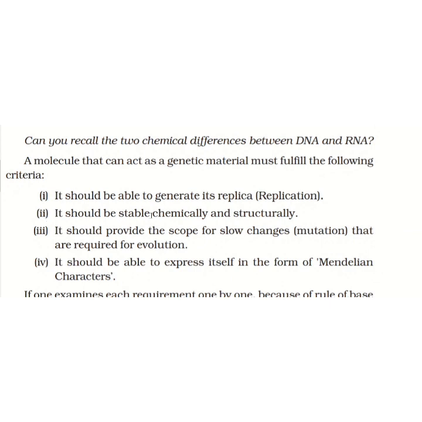Second one, it should be stable chemically and structurally. Then it should provide the scope for slow changes like mutation that are required for evolution. Then it should be able to express itself in the form of Mendelian characters. These are the characters shown by the genetic material. A genetic material must fulfill these following criteria.